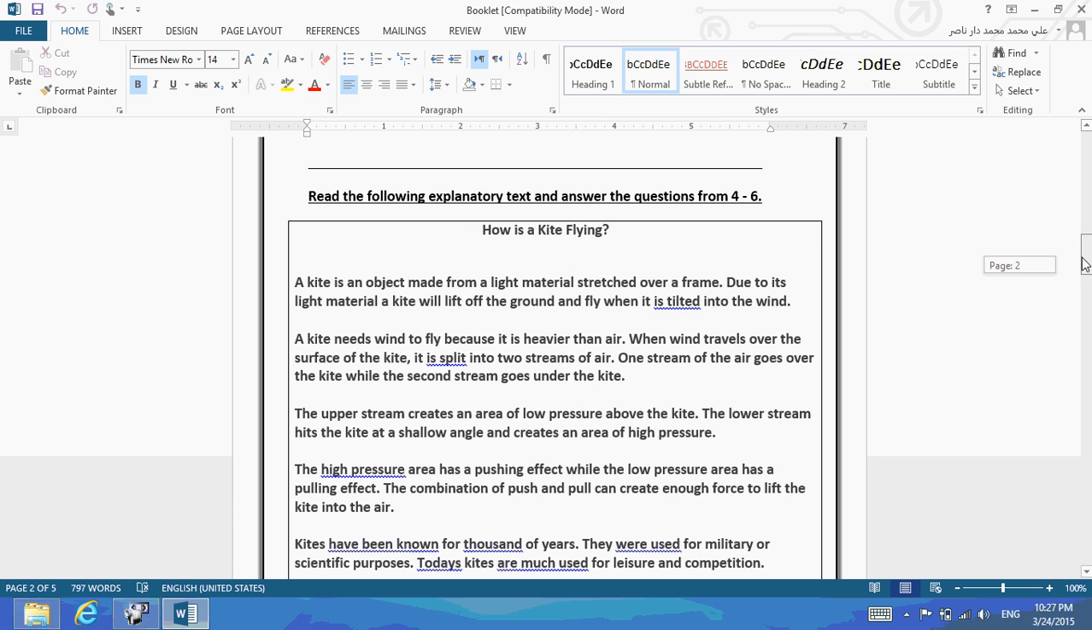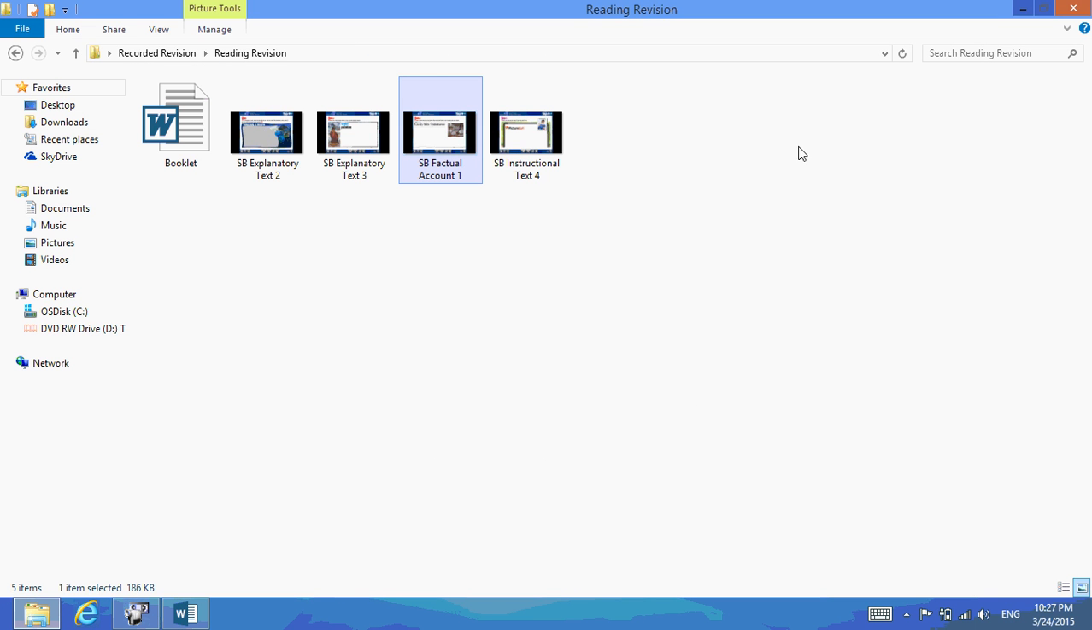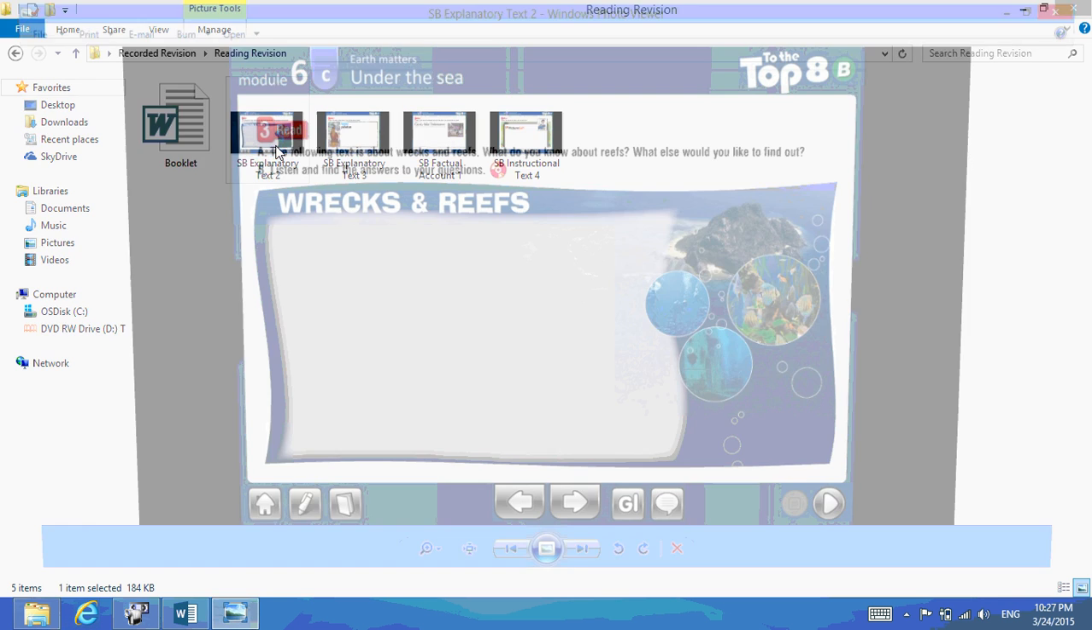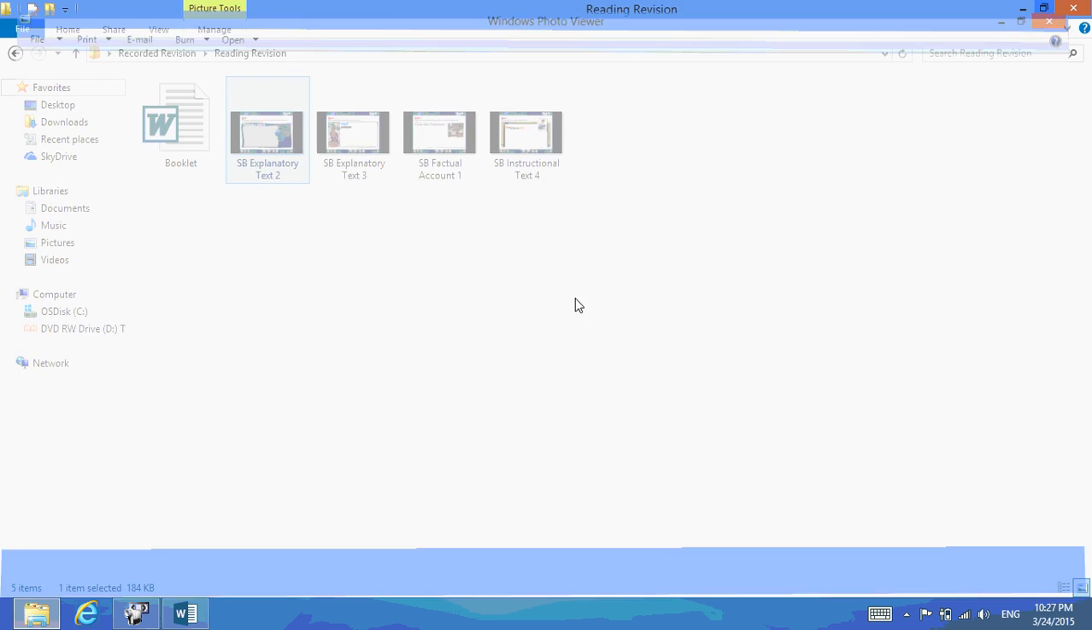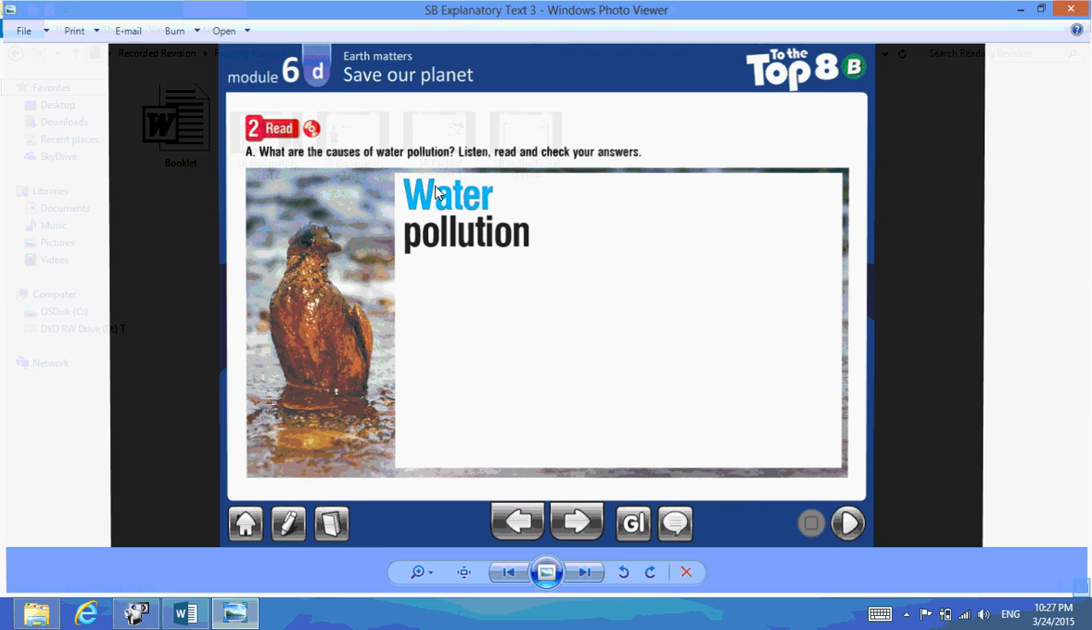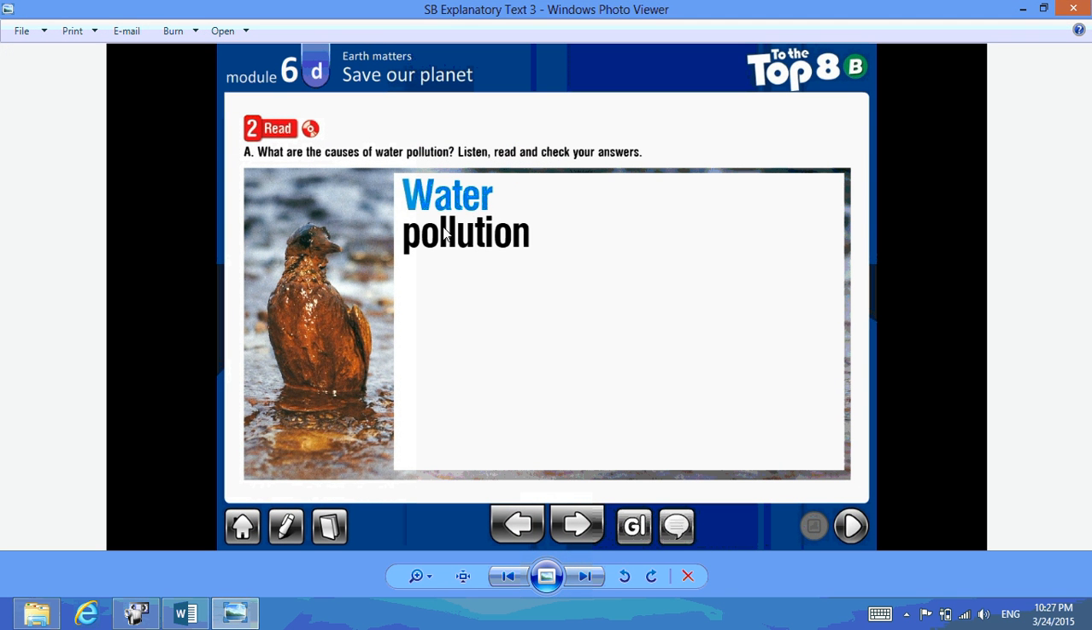That's all about explanatory text, and a good example taken from the student book is the one under the title Bricks and Reefs, Module 6, under the C, Bricks and Reefs, and the text under the title Water Pollution, Module 6. The unit title is Save Our Planet, Water Pollution.